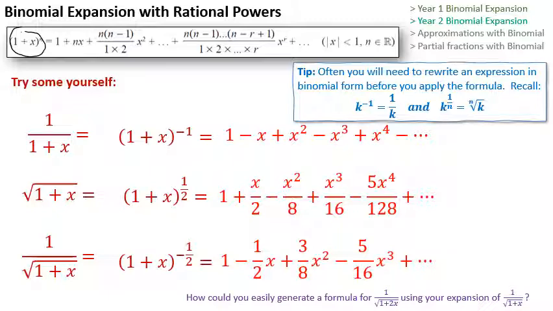Now you might want to think next about what you would do if you had 1 over root 1 plus 2x instead of just 1 over root 1 plus x. We've already got a formula for 1 over root 1 plus x, so could you, without doing too much extra work, generate an equivalent expansion for 1 over root 1 plus 2x? Think about the substitution you'd need to do.